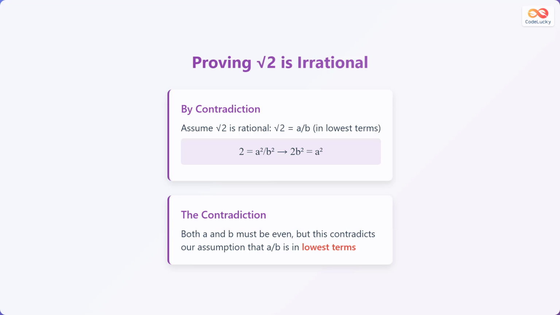This means that 2 is equal to a squared over b squared, which leads to 2b squared equals a squared. From this, we can derive a contradiction because both a and b must be even. This contradicts our initial assumption that a over b is in its lowest terms. Therefore, the square root of 2 must be irrational.